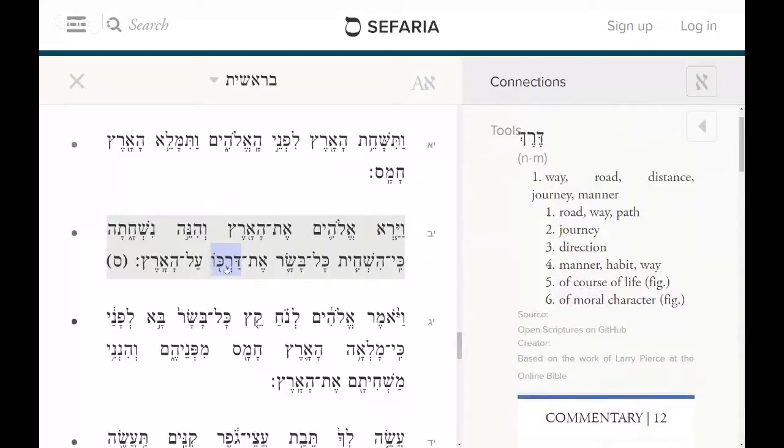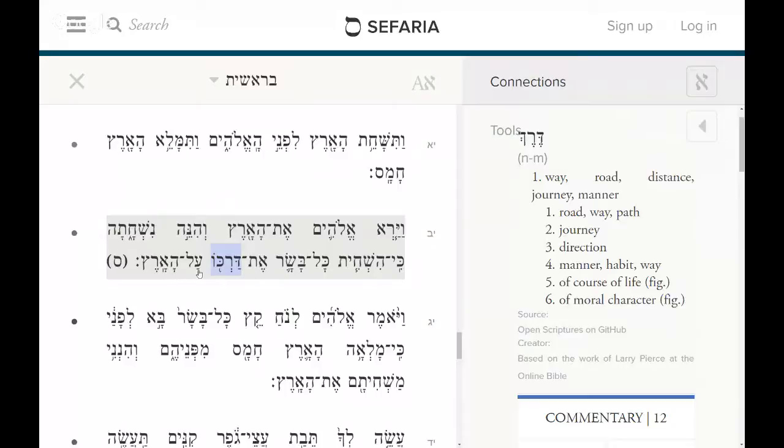Darko. Darko, the root is derech. Derech means way or road, path, right? And then it's got a suffix on it, this O suffix. When you put the O suffix on it, it just shifts the vowels slightly so that it's easier. It just kind of draws the accent over to the end of the word, and that O suffix means his. And who is the he we're talking about? It's kol basar, every living thing, every animal. So all flesh corrupted or ruined its way.